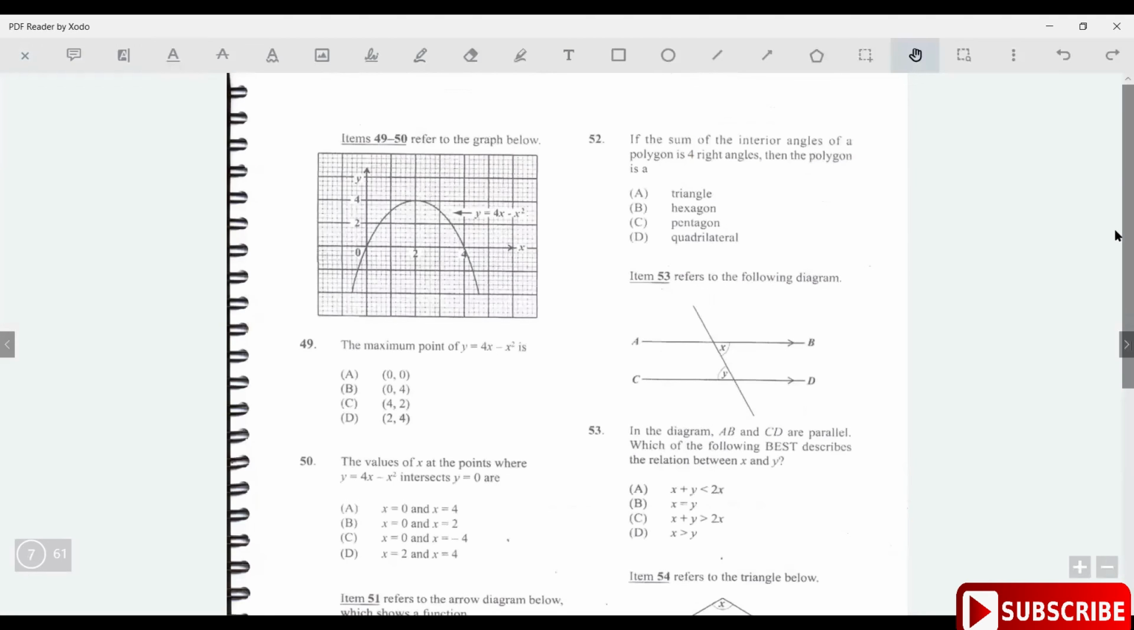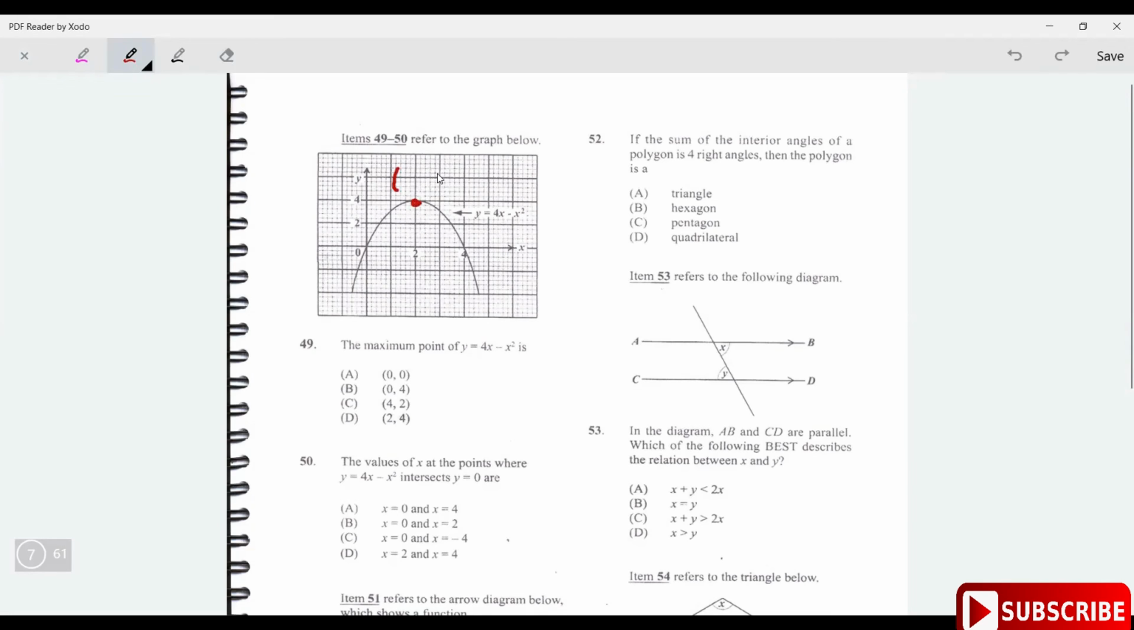Question 49. The maximum point of y where y is 4x minus x squared. The maximum point is the highest point on the graph that occurs when x is 2 and y is 4. That's the maximum point, which is option D. Nice and easy.